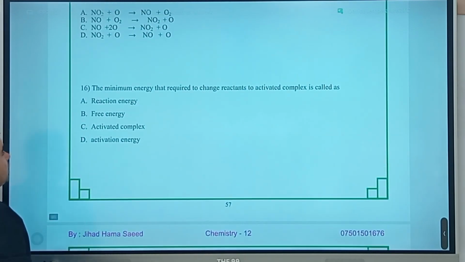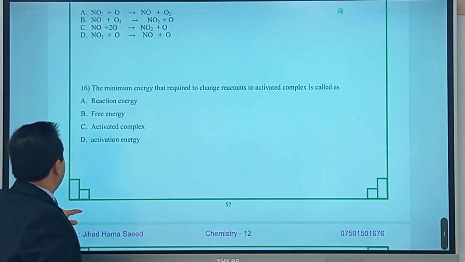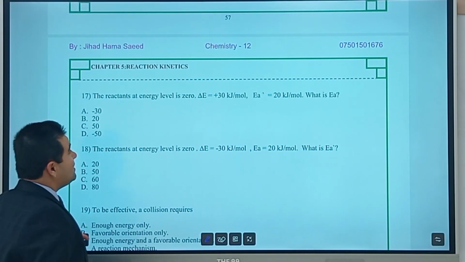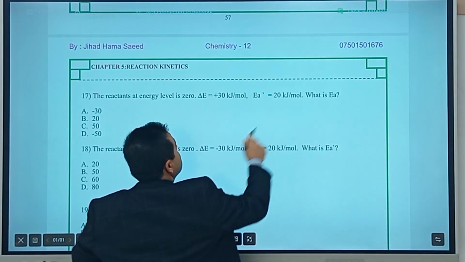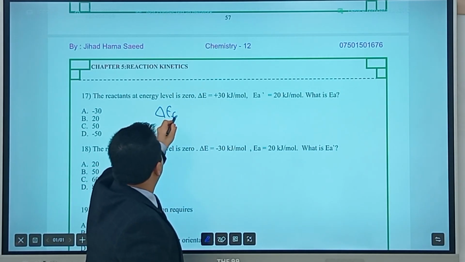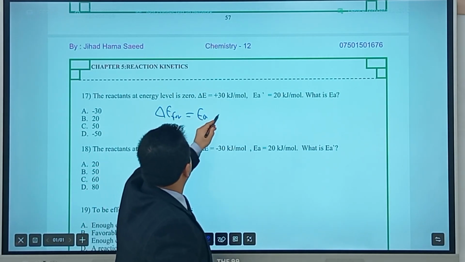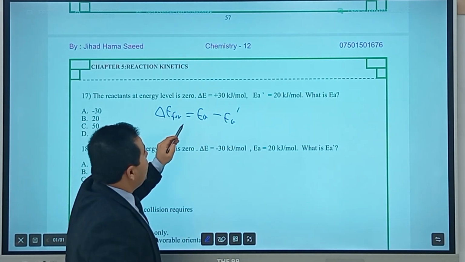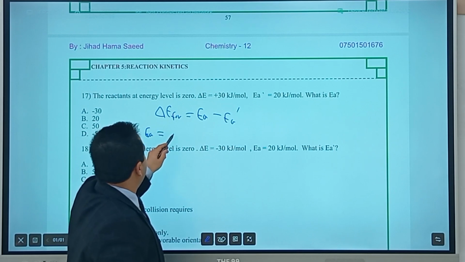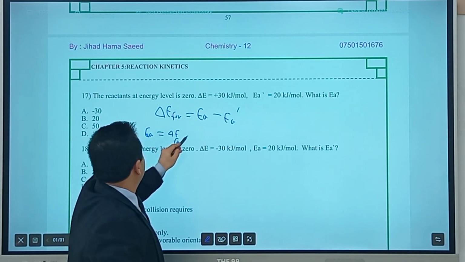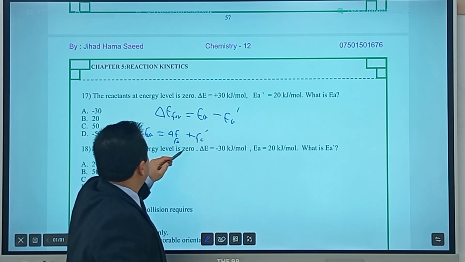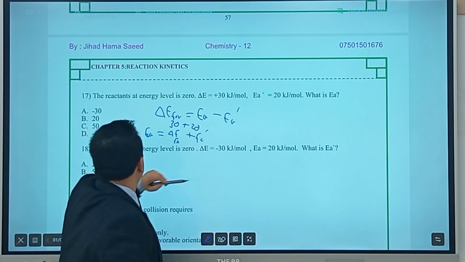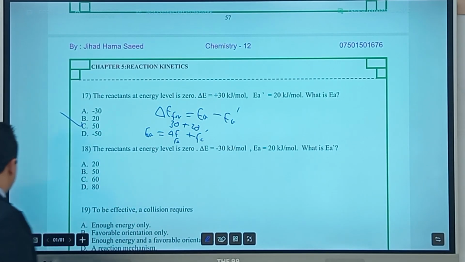The minimum amount of energy, this is the activation energy, guys. The reactants are leveled at 0. Delta E is 30, EA prime is 20. What's the EA? Delta E forward is equal to EA minus EA prime, guys. So the EA equals the delta E forward plus EA prime. Delta E forward is 30 plus 20, which the EA results are 50 kilojoule per mole.